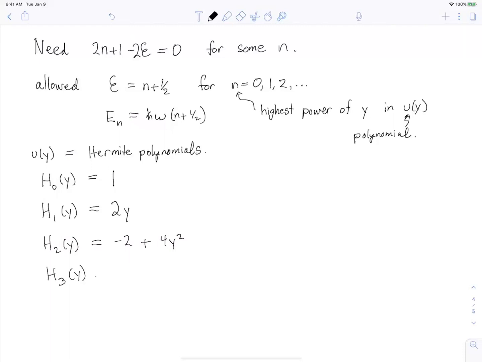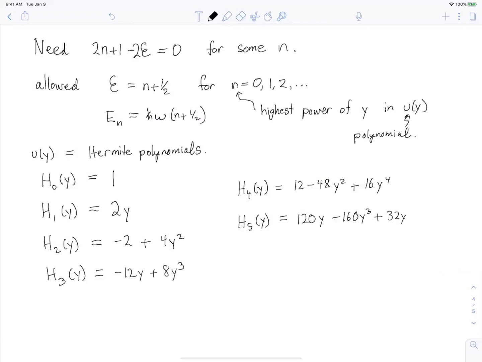h3 of y is, it turns out, -12y plus 8y cubed. h4 of y is 12 minus 48y squared plus 16y to the 4th. And h5, we know this is going to be a polynomial of order 5, and it's only going to have odd coefficients because it's going to be an eigenstate of parity. So it's always either even or odd, but not both. And so this is 120y minus 160y cubed plus 32y to the 5th.